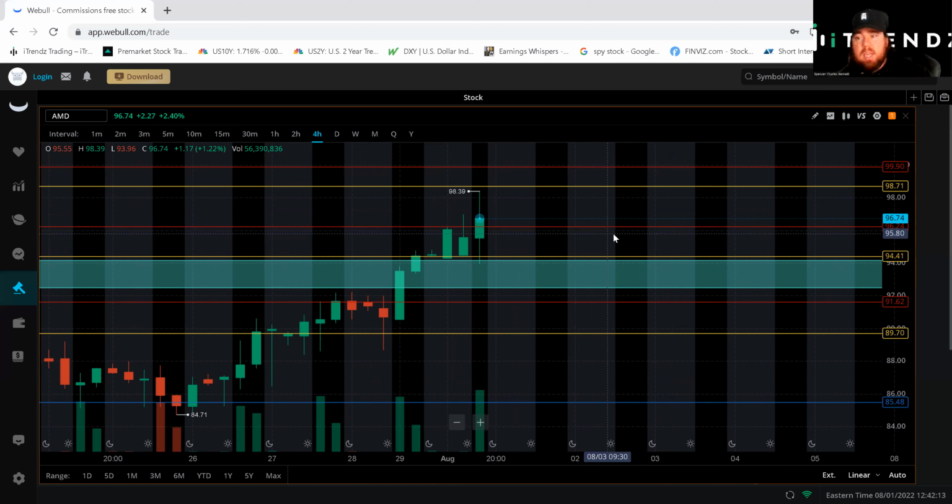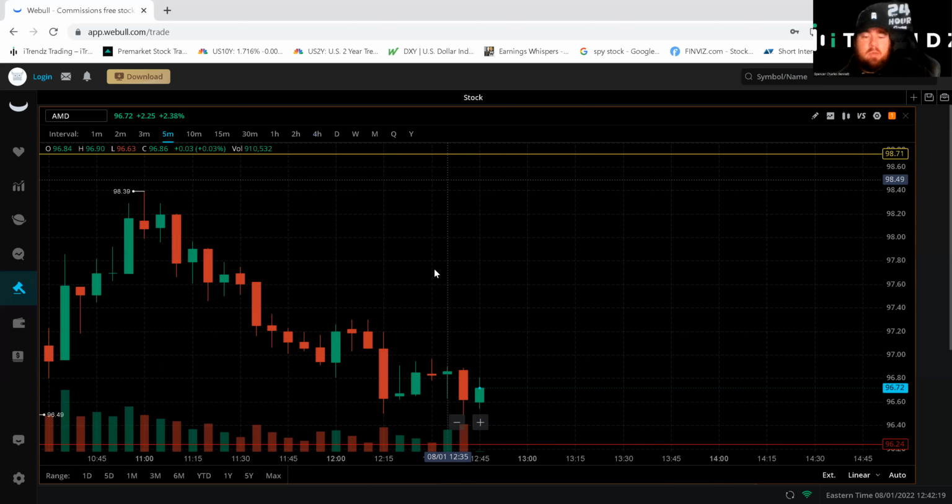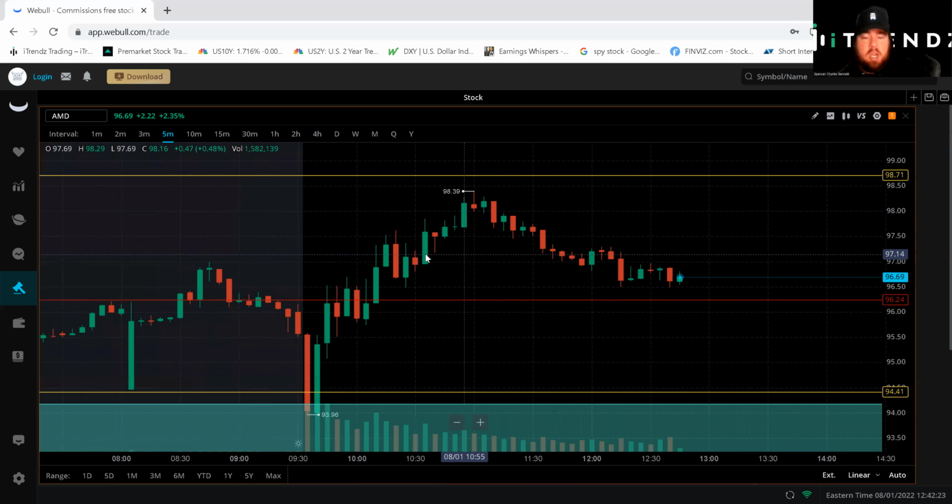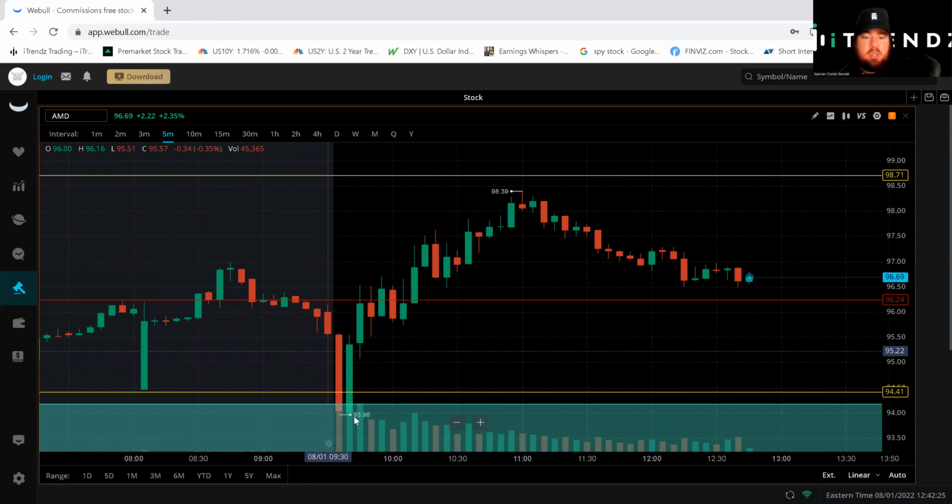Now, whenever you are trading a stock for a quick scalp, like I said, I was talking about those 97s, you do want to move down to a smaller time frame to get a real idea of where the stock is trading. As you see, AMD, when it opened up, it dropped pretty low into our gap box before it made a rocket back up towards that top.